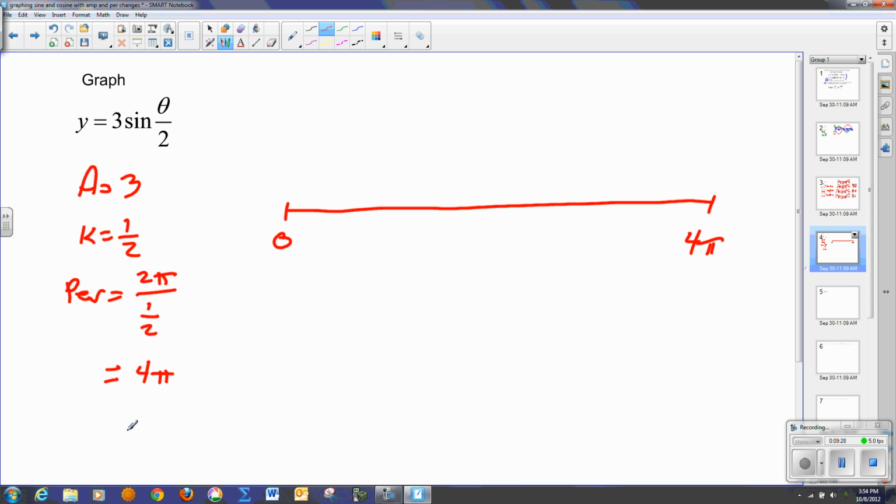To find my intervals, I take and divide my period, which is 4 pi, by 4, representing the 4 quadrants. And I get intervals every pi. So I have pi, 2 pi, 3 pi, and 4 pi. Now what I'm going to do is list my amplitude, which is going to go from 3 to negative 3, and then just graph sine from here.